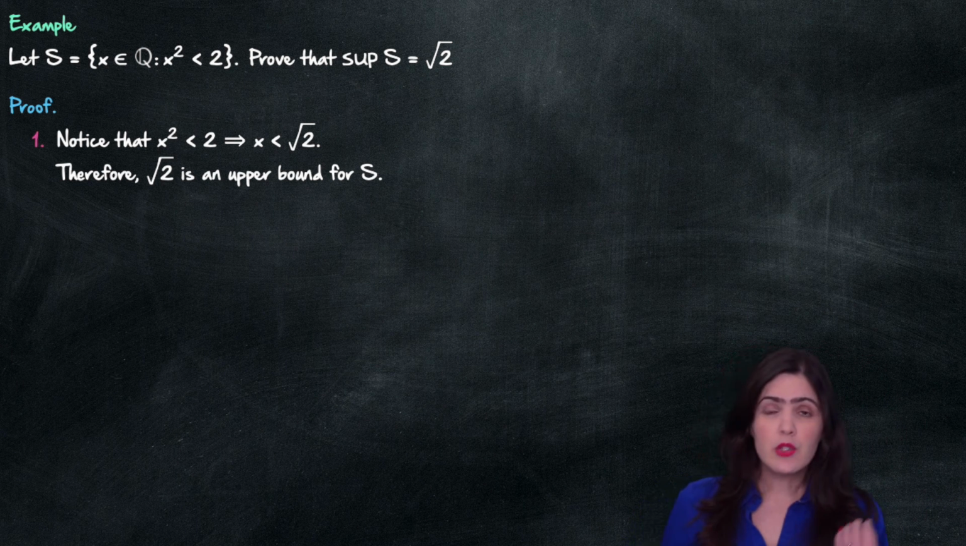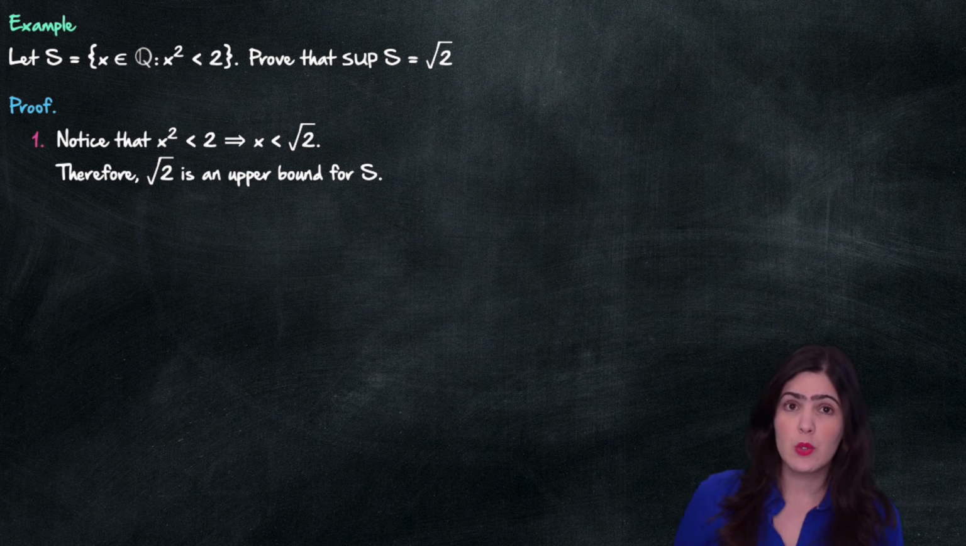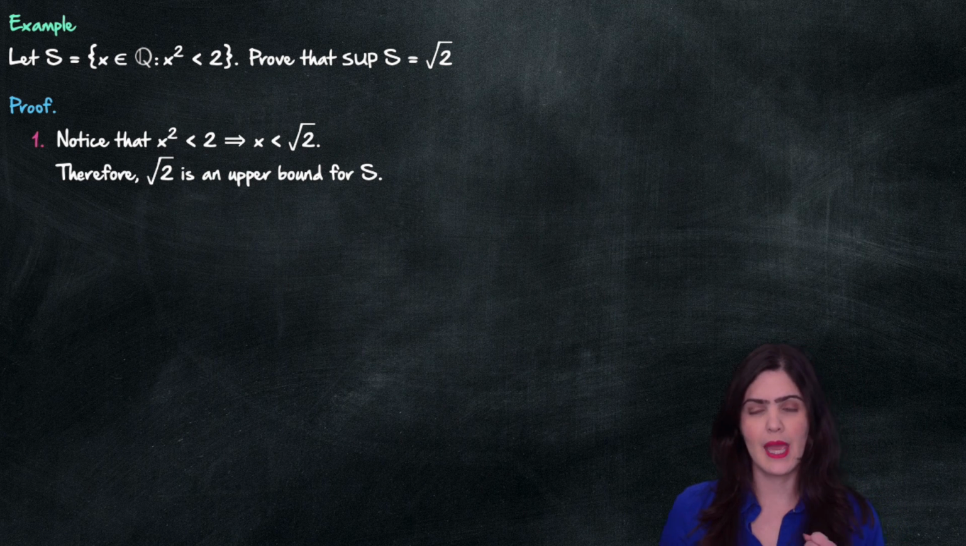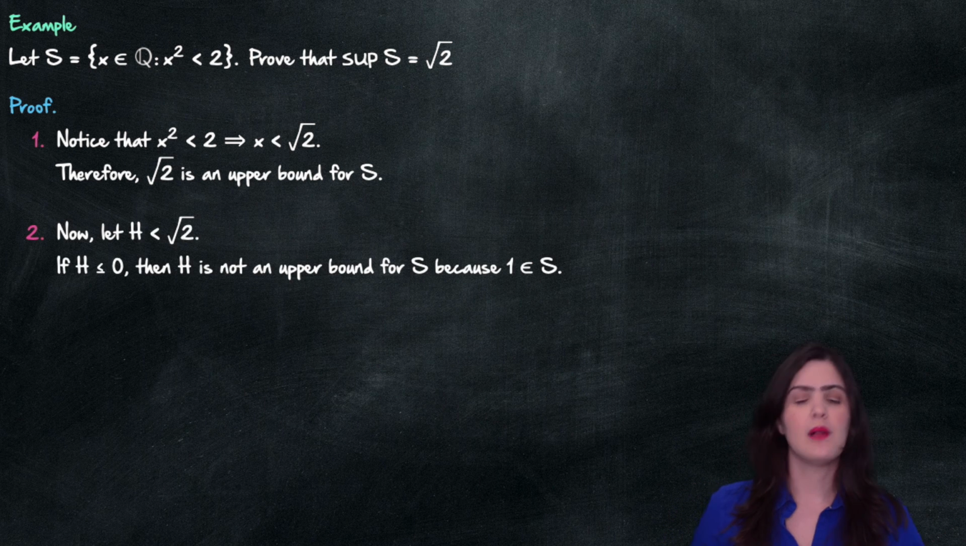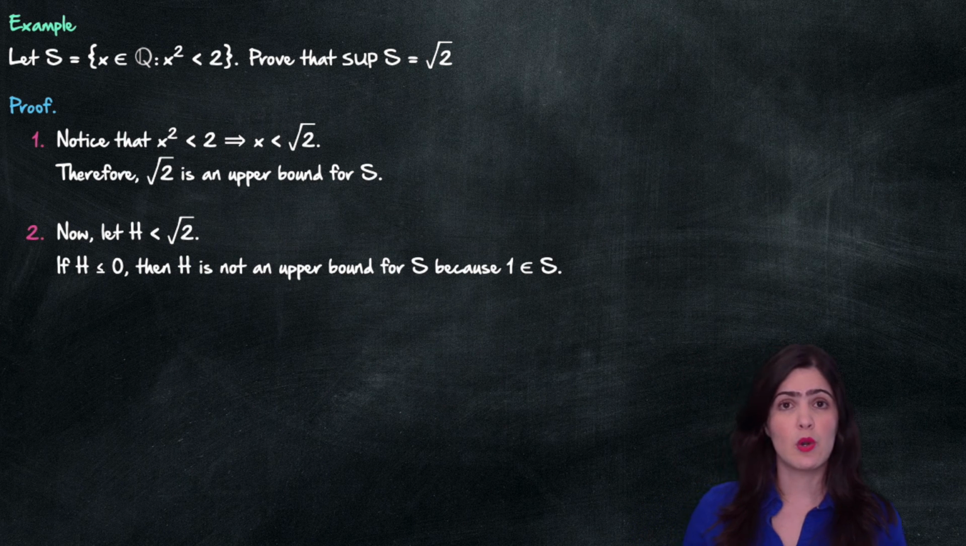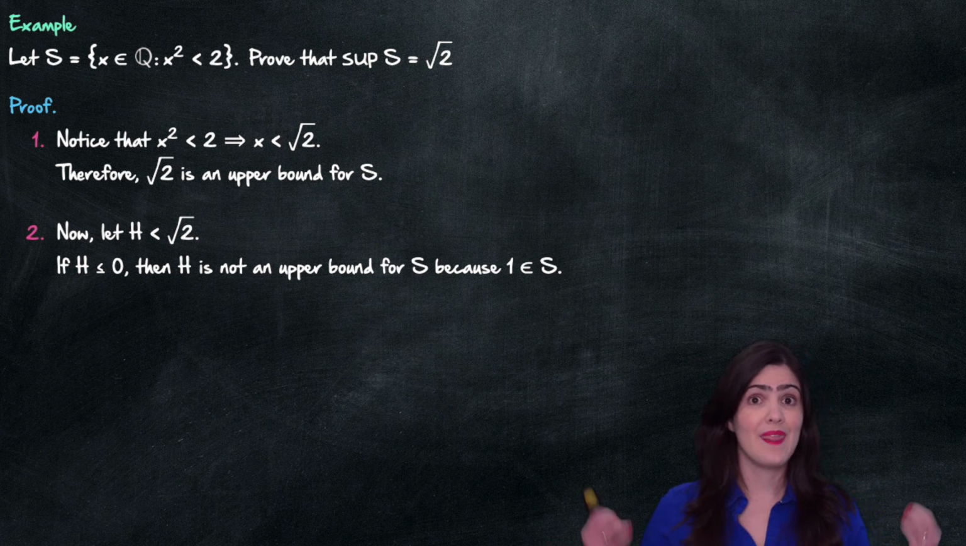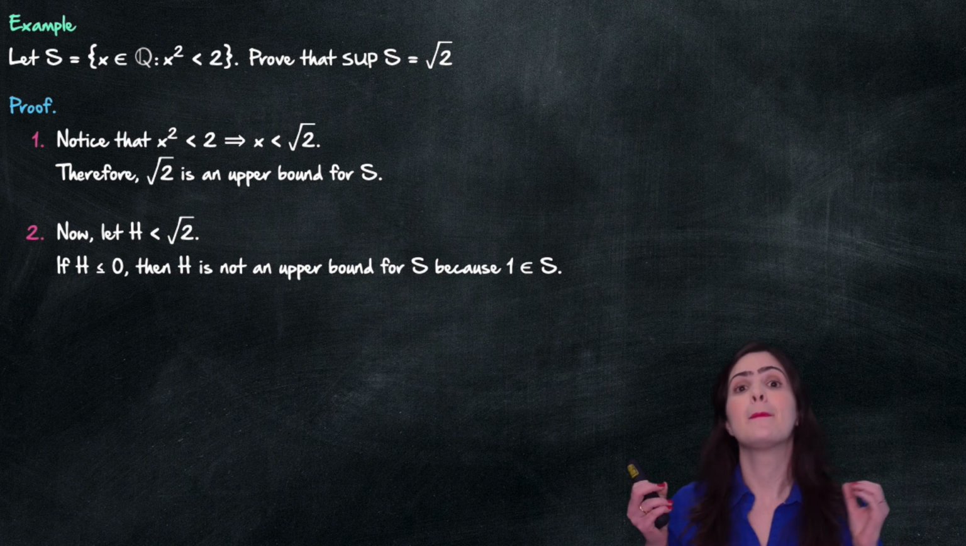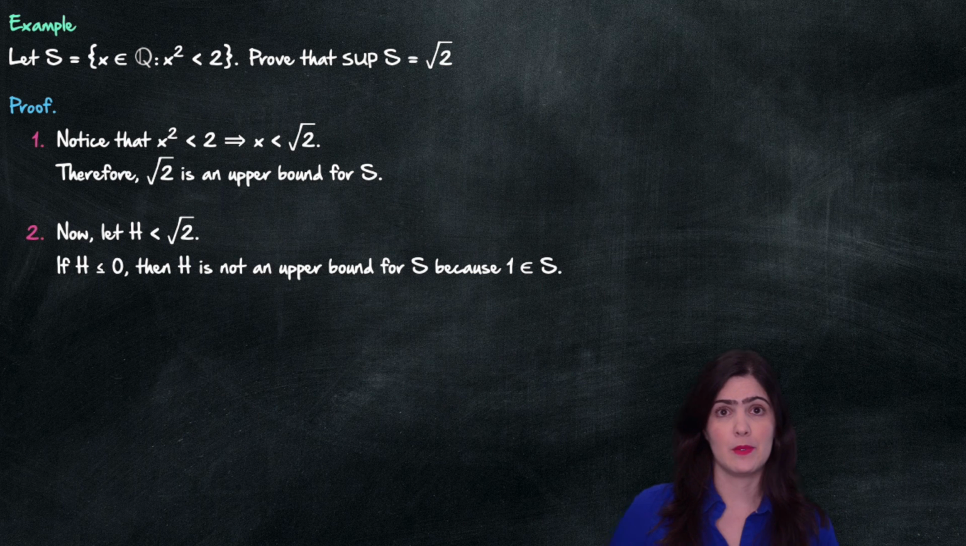Now, we need to show that the square root of 2 is the smallest upper bound. Okay, how do we do that? Well, the usual trick: we're going to take an arbitrary number less than the square root of 2, and we're going to show that that number cannot be an upper bound.